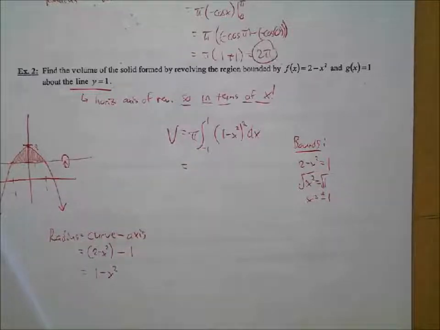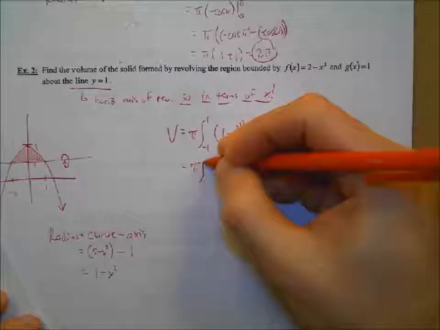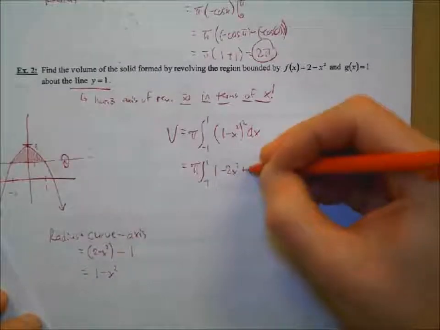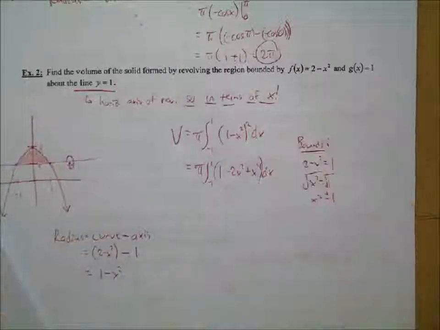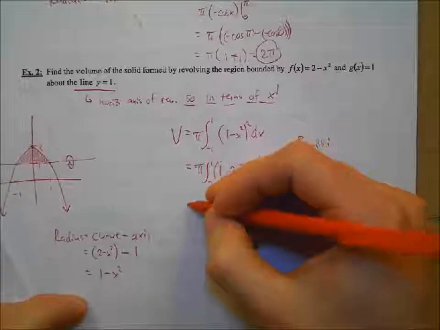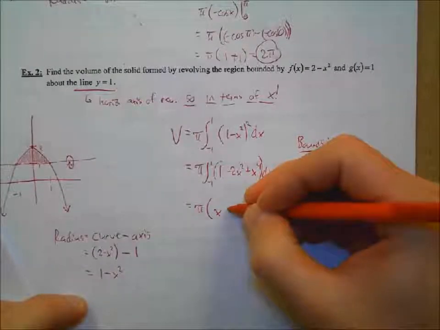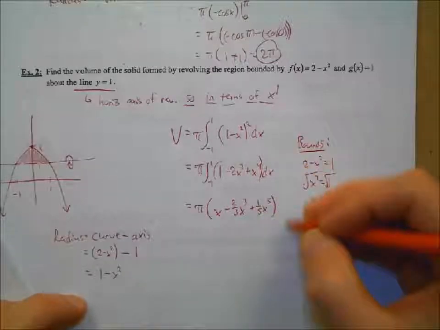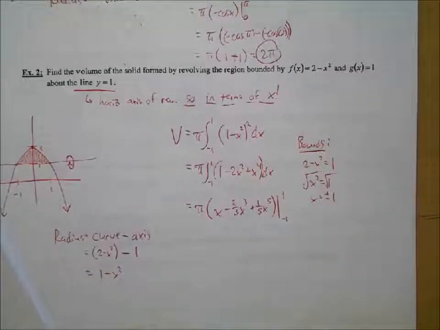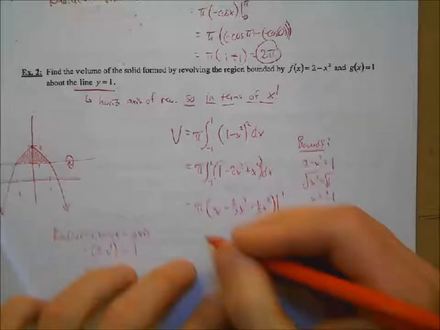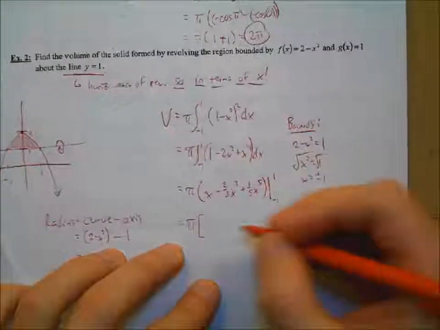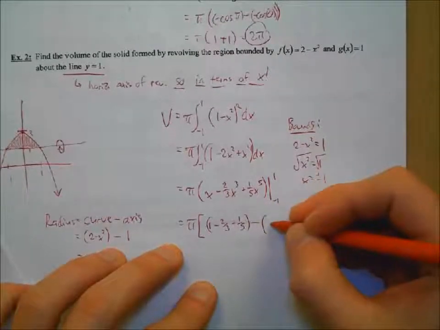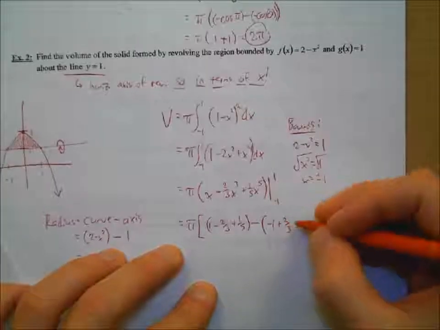Okay, so let's do this one here too. Again, we could use our calculators, but nah. All right, so 1, let's see here. It'll be minus 2x squared, and then plus x to the fourth. Okay, and now we can integrate this. Pi times x minus 2/3 x cubed plus 1/5 x to the fifth, evaluated from negative 1 to 1. Okay, which leaves pi times 1 minus 2/3 plus 1/5 minus negative 1 plus 2/3 minus 1/5.